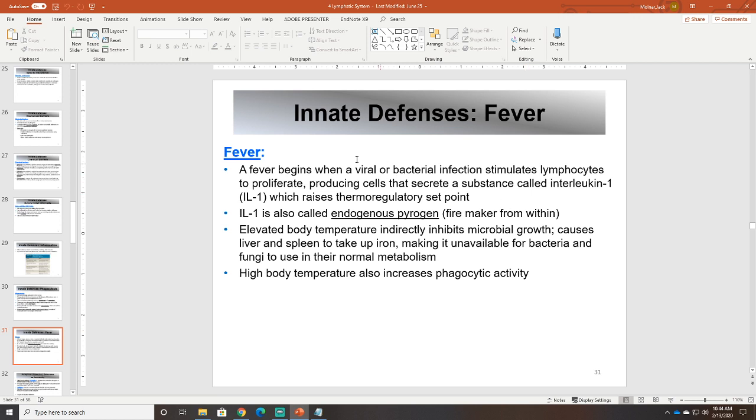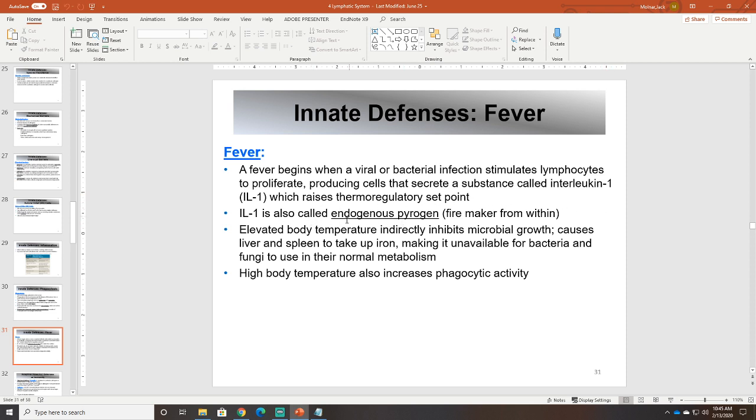Fever. So a fever is produced when a viral or bacterial infection stimulates lymphocytes to divide and increase in number. And then they produce cells that secrete a substance called interleukin 1. And interleukin 1 changes the thermoregulatory set point. In other words, our thermoregulatory set point, the temperature we will maintain in order to maintain homeostasis, is around 98.6 degrees. And so interleukin 1 is going to raise that set point to 99. The body will attempt to maintain a temperature of, say, 99 or 100 or whatever, depending on the amount of interleukin 1 floating around.